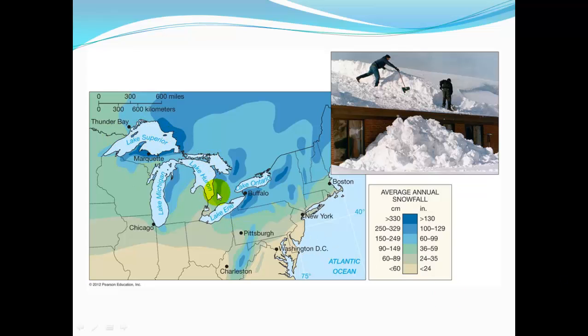Okay, so here's our diagram. Here are the Great Lakes. That cold air mass comes through. If it travels across the lakes, it'll pick up a lot of moisture, and then it'll dump snow here, here, and here. When it goes across Lake Ontario and Lake Erie, it will dump a lot of snow here and a lot of snow here.